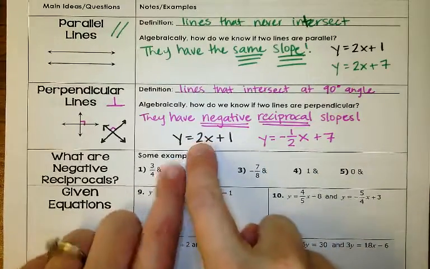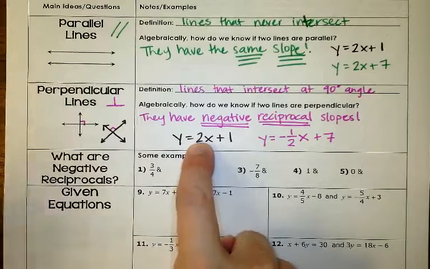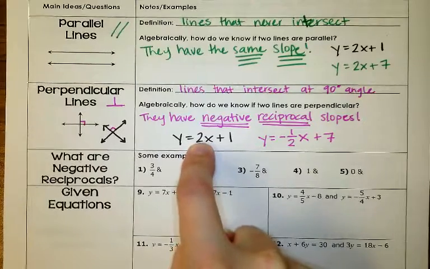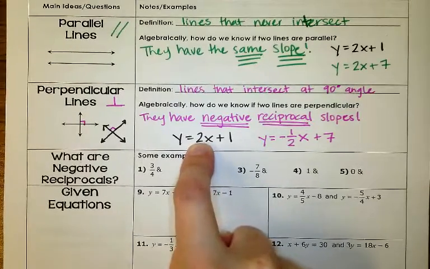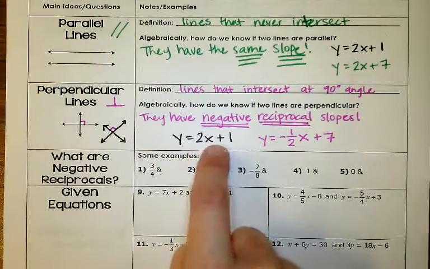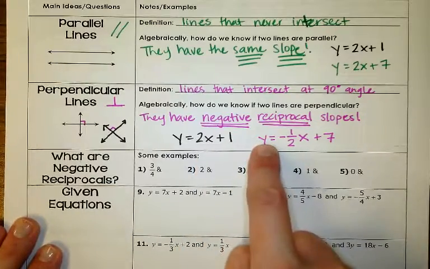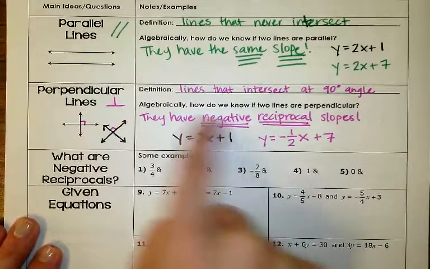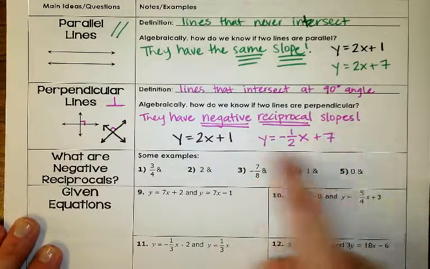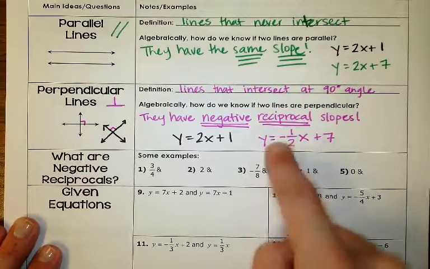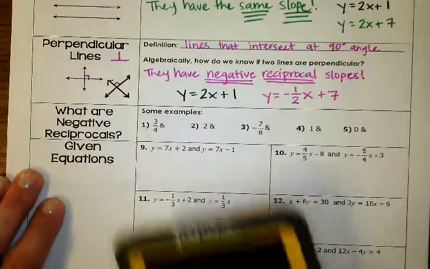Now, but you're like, Miss Humanek, but 2 is not really a fraction. But it is if we make it 2 over 1. Does that make sense, y'all? So we have y equals 2x plus 1 as one of our equations, and a perpendicular line to that would be y equals negative 1/2 x plus 7.